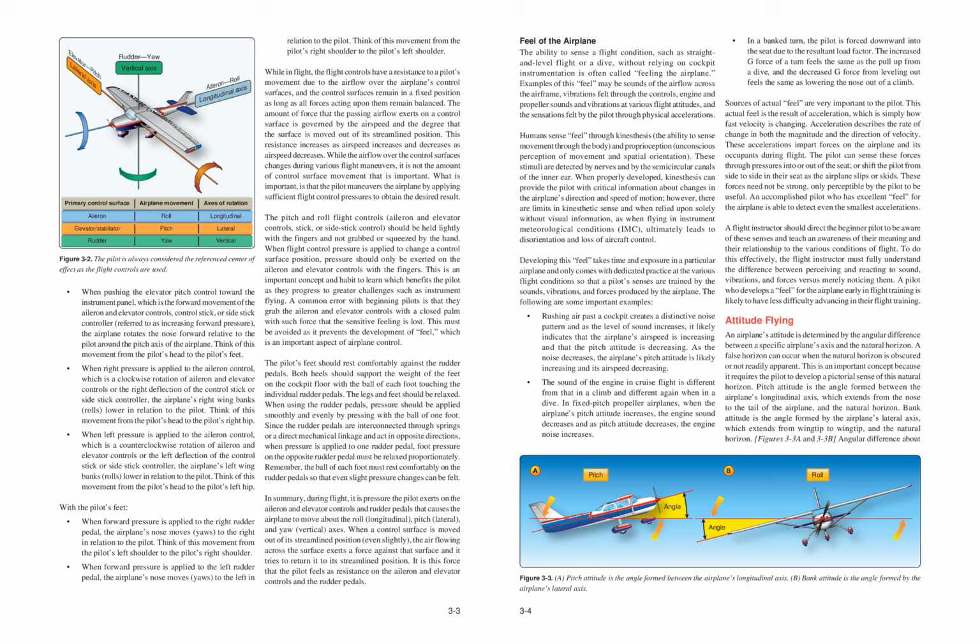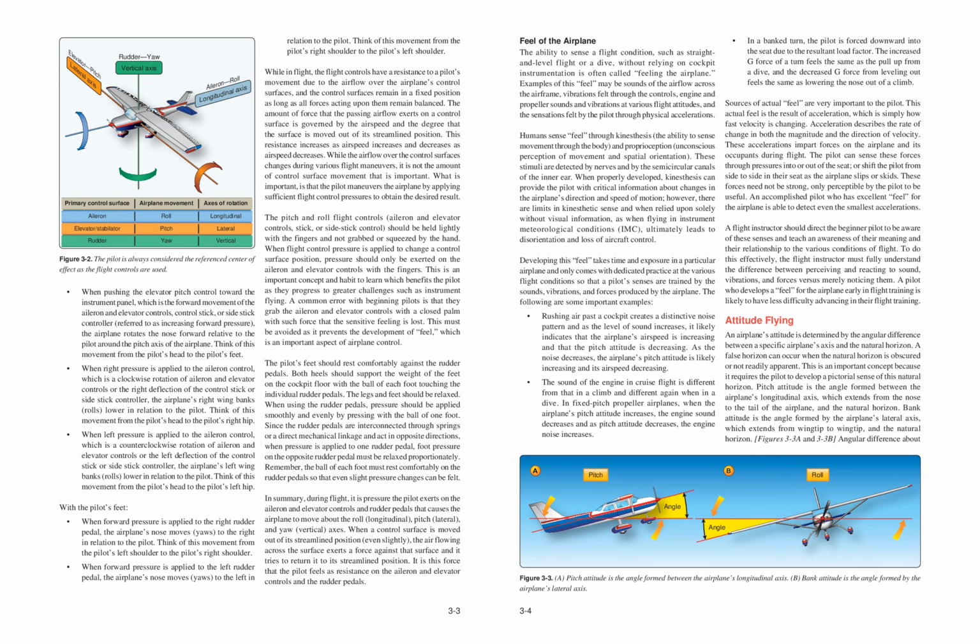Attitude. Flying an airplane's attitude is determined by the angular difference between a specific airplane's axis and the natural horizon. A false horizon can occur when the natural horizon is obscured or not readily apparent. This is an important concept because it requires the pilot to develop a pictorial sense of this natural horizon.